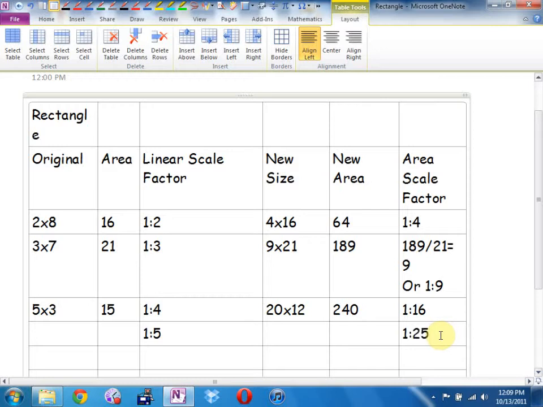What if the scale factor was 1 to 9? What if I made the length 9 times bigger and the width 9 times bigger? How many times bigger would my area be, Marcus? What's he doing? There's a fancy word for it, and you can use a math word, and it's also a shape. Not square rooting. Squaring. Square root is going backward.